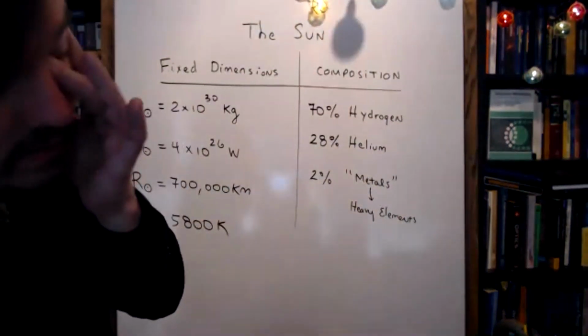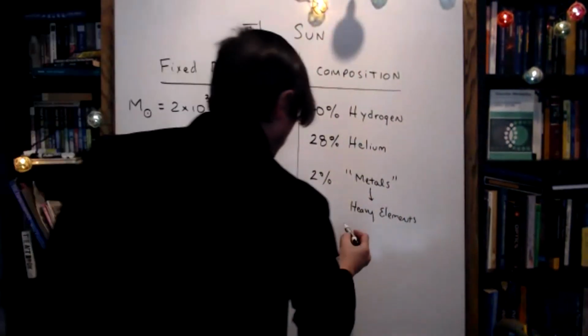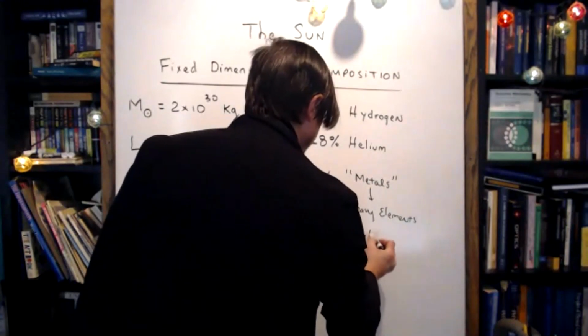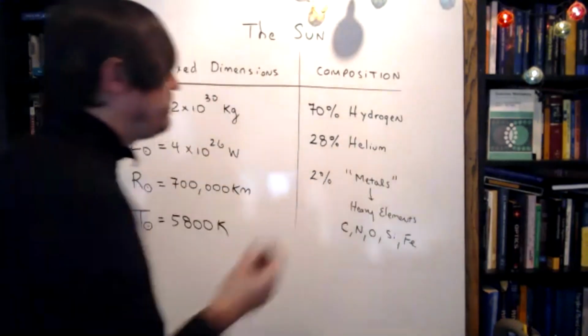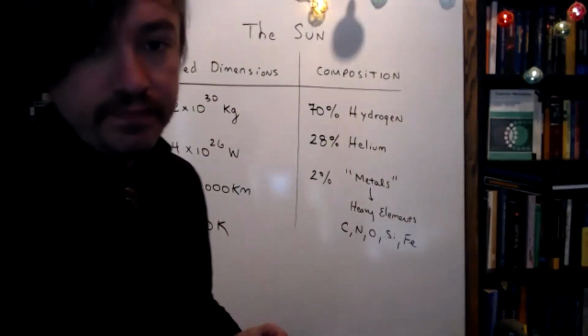And those heavy metals could be kind of anything. They could be carbon, nitrogen, oxygen, silicon, iron, whatever, you name it. The list goes on and on.